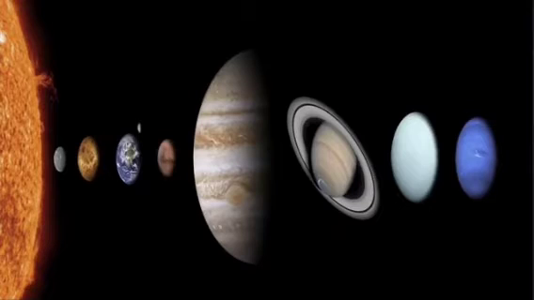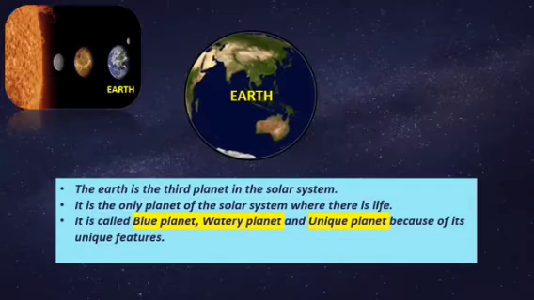Children, in the previous class, you have learned about the Sun and 8 planets of the solar system. Every planet is special in its feature. Among all, which planet is called unique planet? Yes, the Earth is called unique planet.